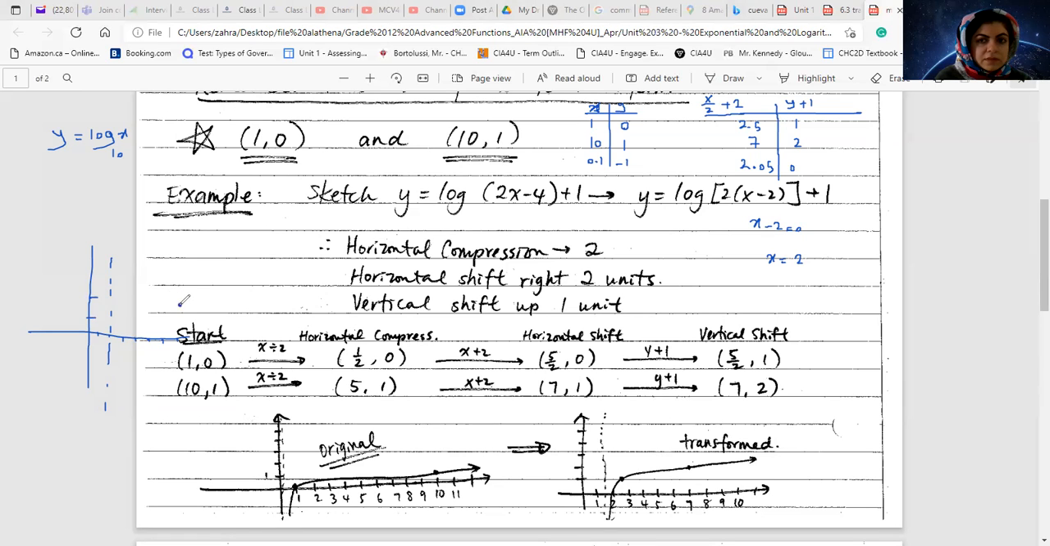I have this point. 2.5 is 1. Approximately 2 is 0. Basically, you got 3 points, you connected them to each other, and you're going toward the asymptote. That would be the graph. Any question? No.